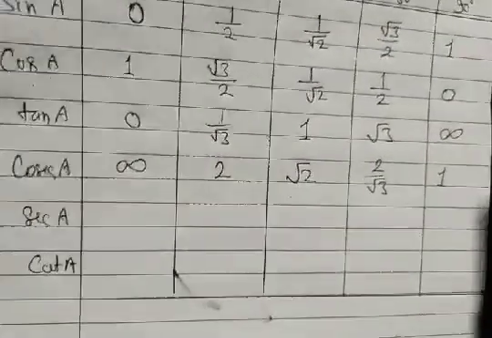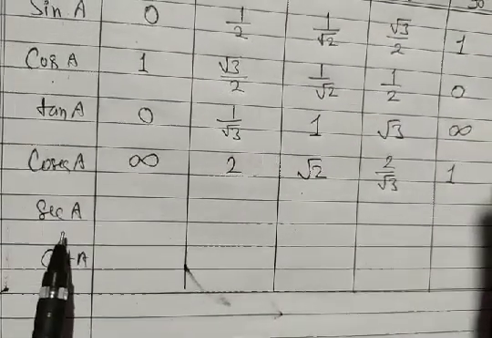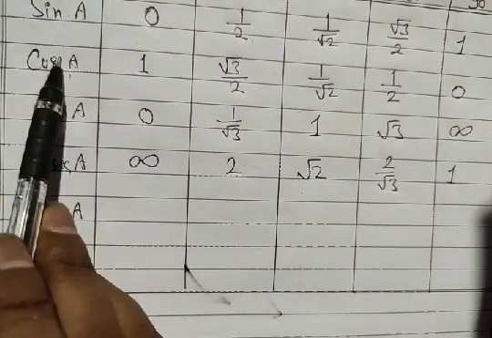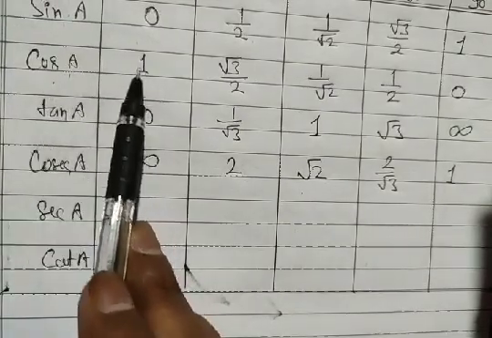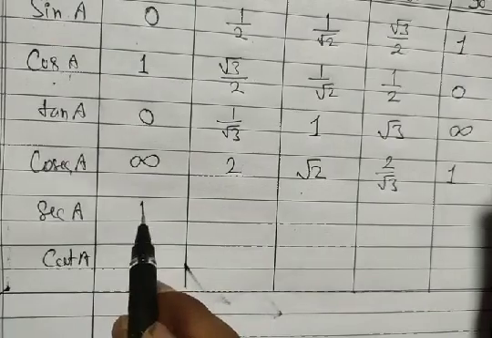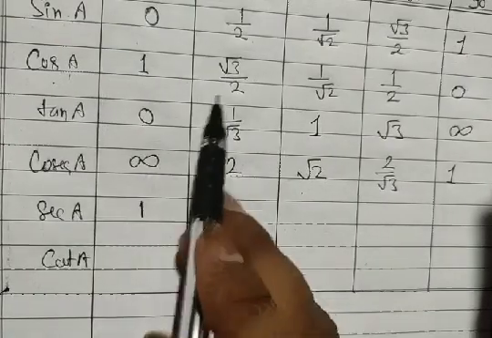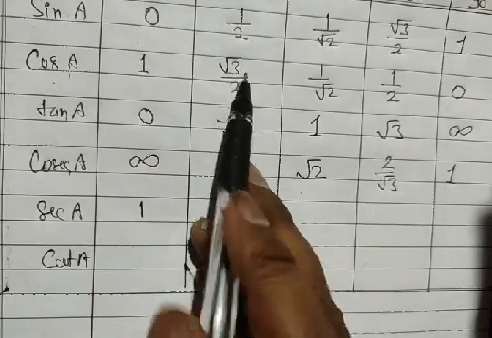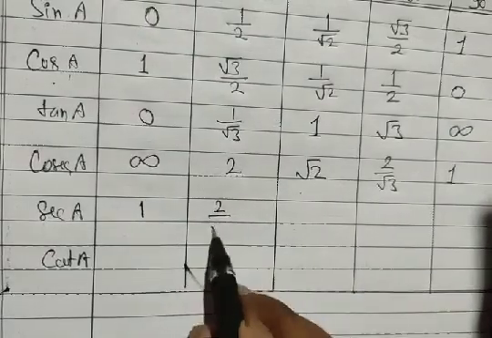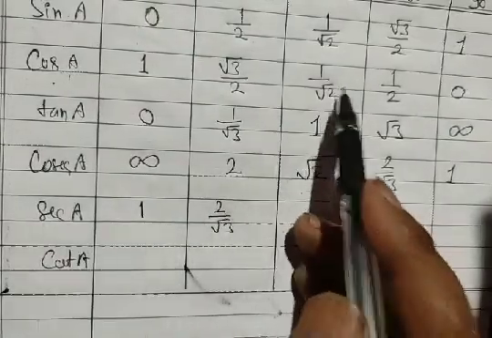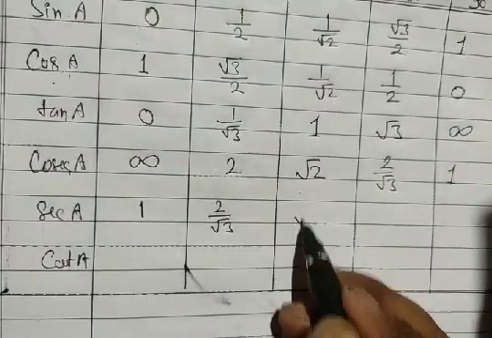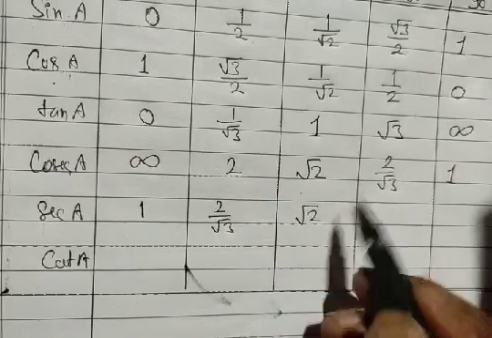Again, to get the value of sec, what do we do? Sec is the reciprocal of cos. Then we are going to take the reciprocal values of cos. 1 by 1, we get 1 here. The reciprocal of root 3 by 2 is what? It's 2 upon root 3. The reciprocal of 1 by root 2 is what? It's root 2 upon 1. That means we get root 2.